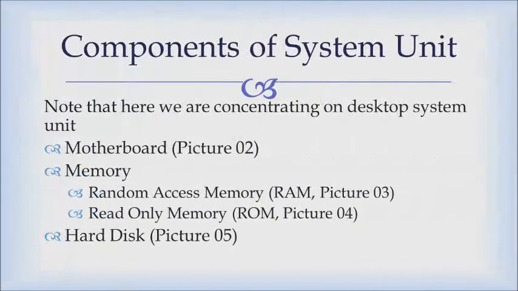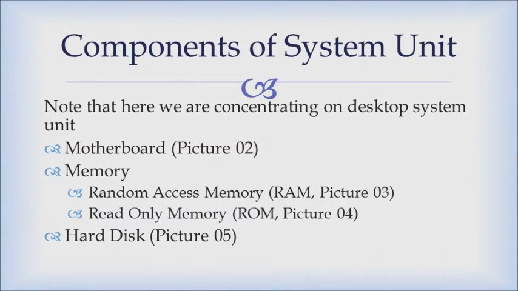Components of a system unit. We have the motherboard, we have the memories, the memory cards, we have the hard disks. Among the memories we have the ROM, read-only memory. We also have the RAM.